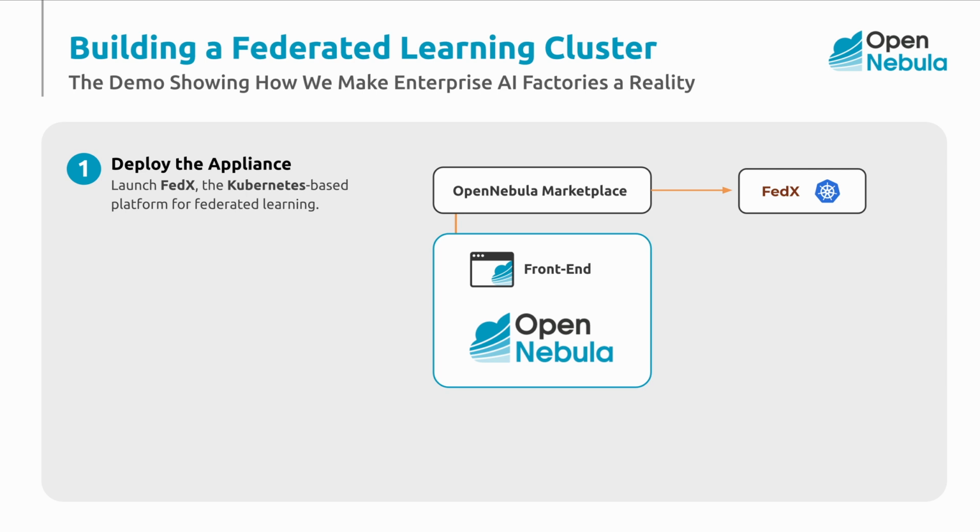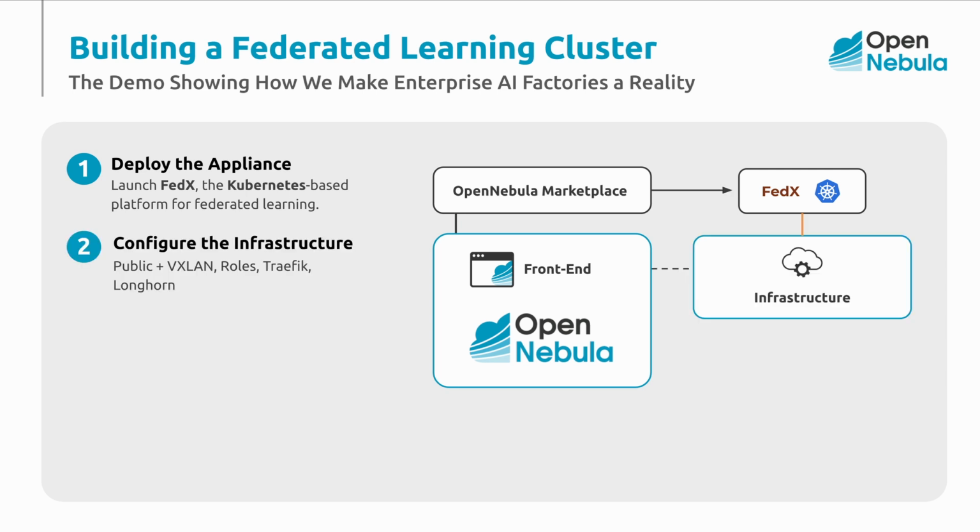FedX is a federated learning platform packaged as a virtual appliance in OpenNebula. It allows organizations to collaboratively train AI models while keeping data fully local. Only model updates are exchanged and aggregated by a coordinator node. Here's what the deployment process looks like. We start by launching FedX. It's pre-integrated with everything you need: Kubernetes, Traefik for routing, Longhorn for distributed storage, and monitoring with Prometheus and Grafana.